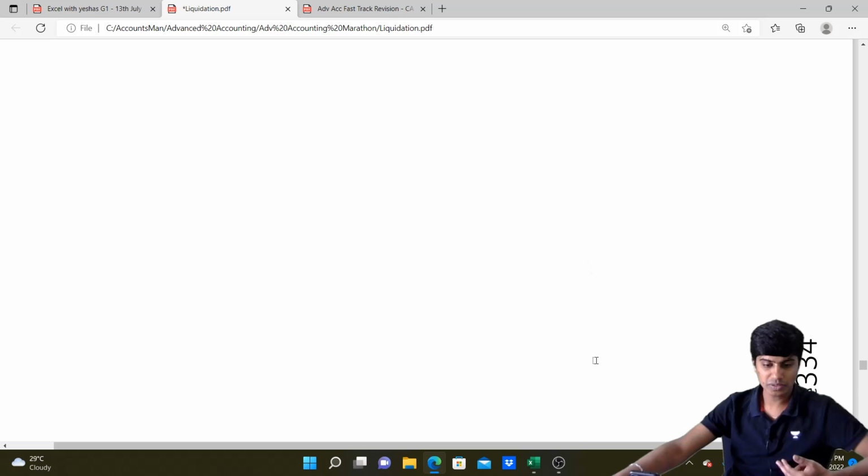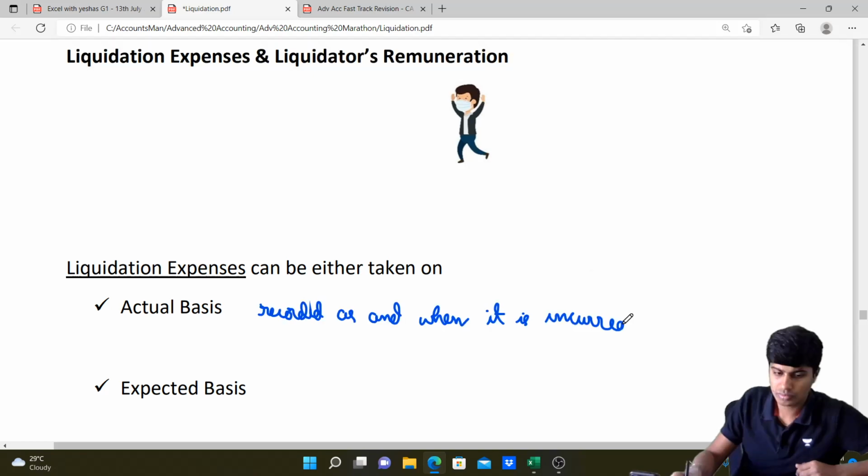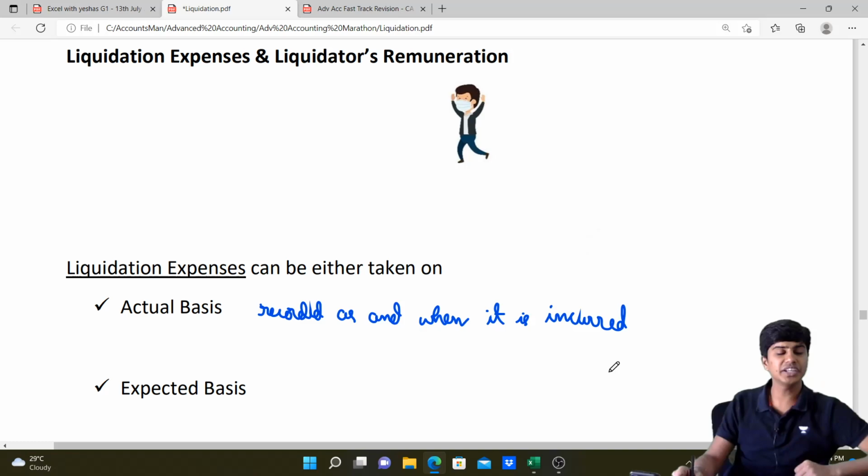As to how we provide for liquidation expenses and liquidators remuneration. Liquidation expenses can be provided on two bases. One on actual basis, second one on expected basis. What do you mean by actual basis? Actual basis means as and when the liquidation expenses are incurred, it will be recorded. As and when we incur these liquidation expenses, we're going to record them.